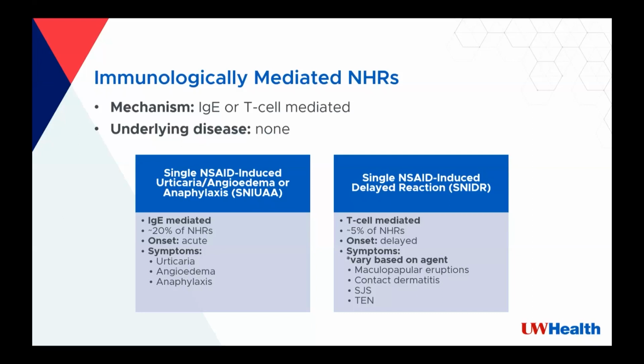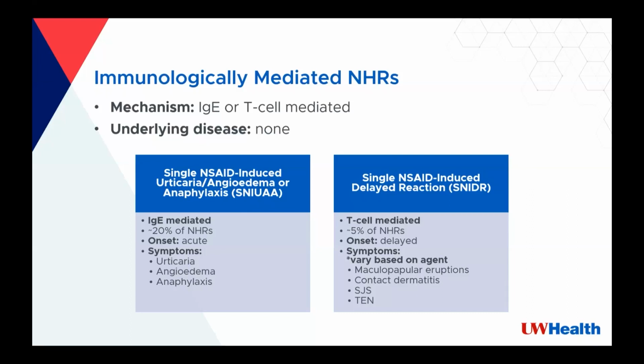Our second reaction is a single NSAID-induced delayed reaction, or SNIDR. This is T-cell mediated and a type 4 immune reaction. These are relatively uncommon, making up only about 5% of all NHRs. Onset for these is delayed, and symptoms typically include maculopapular rashes, contact dermatitis, and photosensitivity reactions. Other severe skin reactions such as SJS and toxic epidermal necrolysis or TEN can occur, but they are more rare.